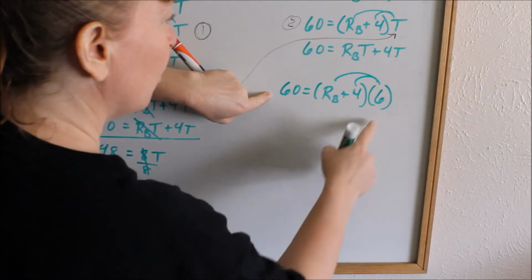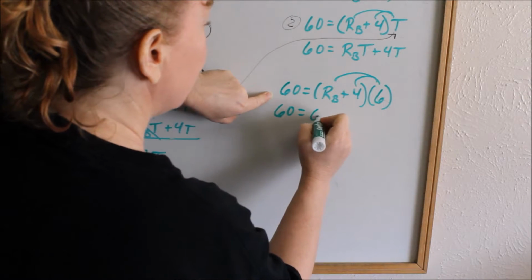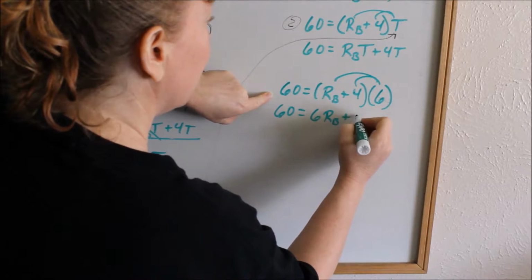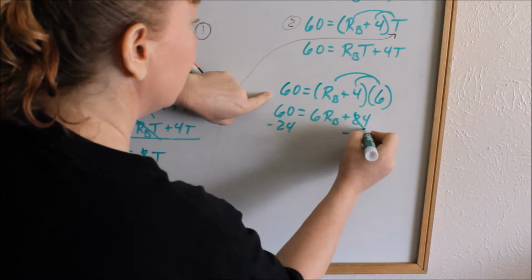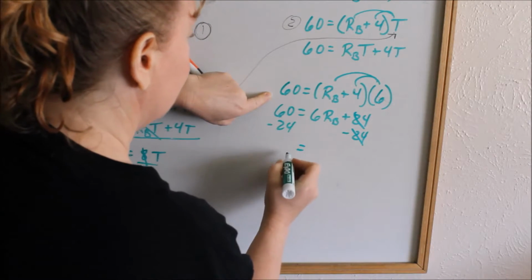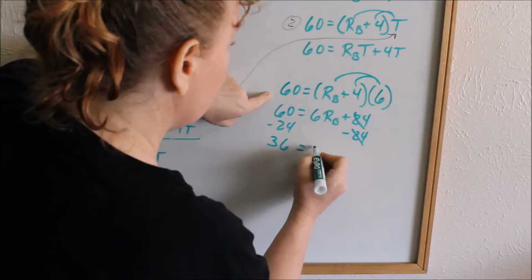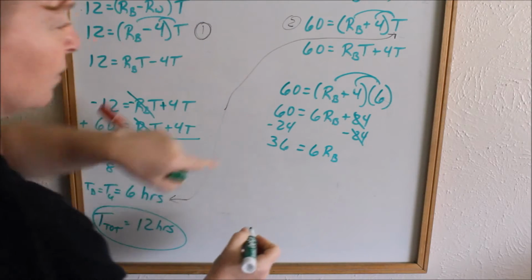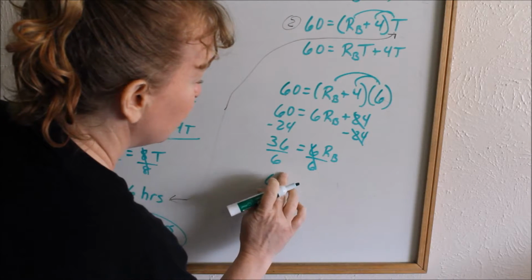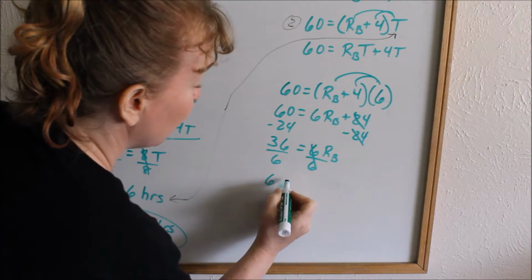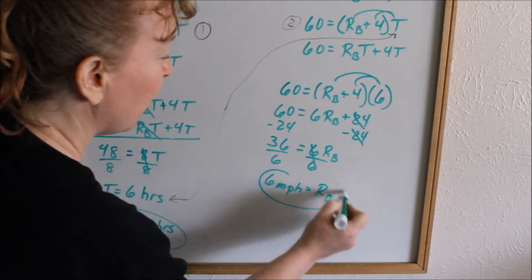Distribute this to both things, or you can divide it over and get rid of it, whichever you want to do. So 60 equals 6 times the rate of the boat plus 24. Subtract 24 from both sides. Let's see, that would be 36 equals 6 times the rate of the boat. Divide both sides by 6. So 6, and then it was a rate. So what are the units for rate? Miles per hour is the rate of the boat. That is the rate at which he paddled.